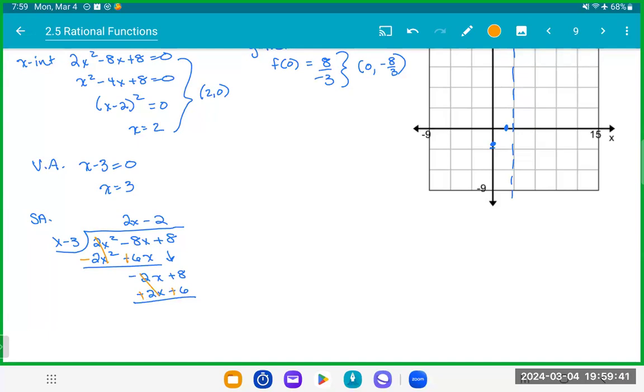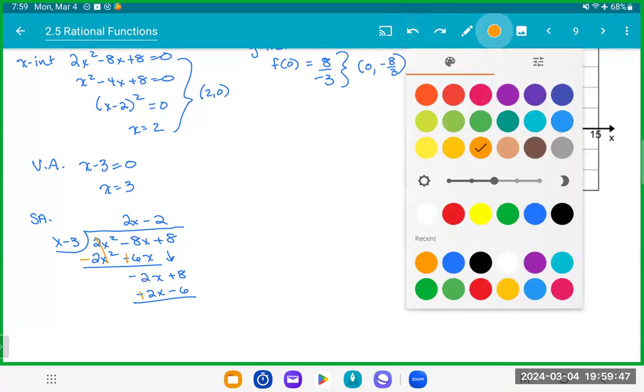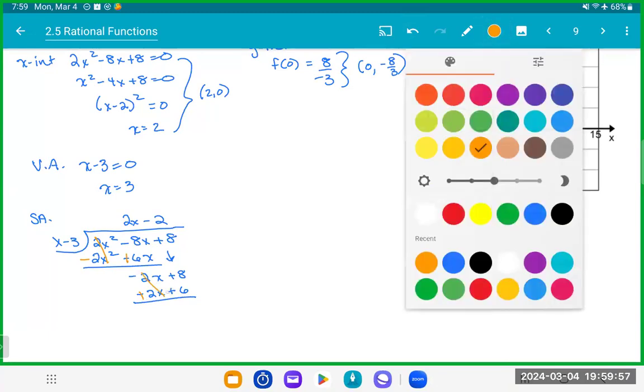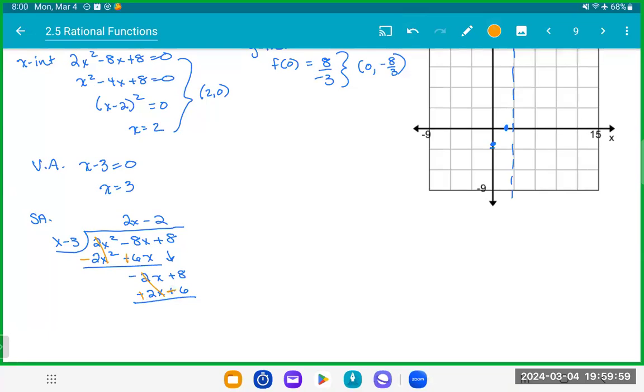Actually, that should have been initially a positive because you have negative 2 times negative 3. So those cancel. This sign becomes a negative, and we're left with 2 here. The remainder doesn't really matter, remember? So our slant asymptote occurs at 2x minus 2.